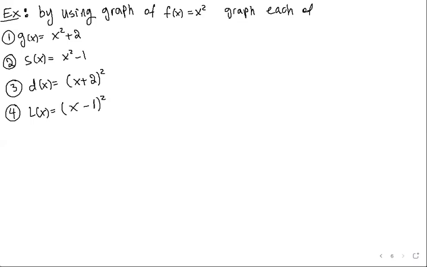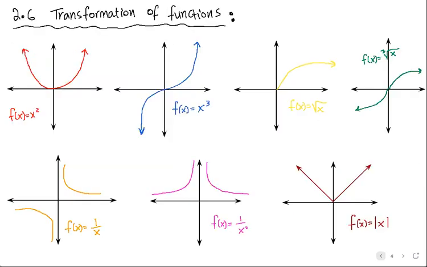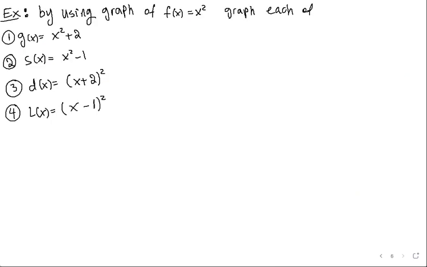Who will do the first one? Or give me the idea of how it is shifting. First of all, the graph of the function f of x equals x square, it's from the first slide here. This is the graph of the function f of x equal x square. We're going to use this graph for number 1. Okay.